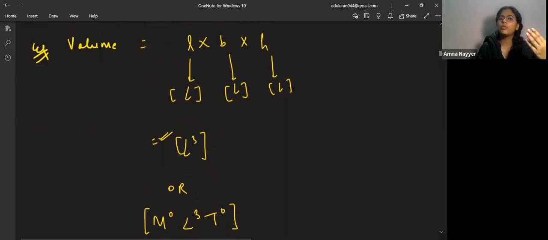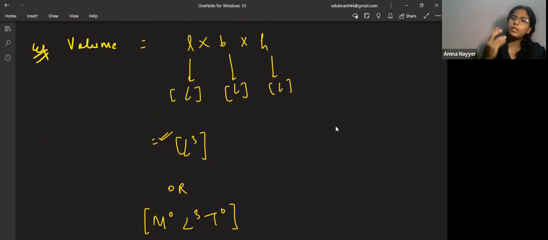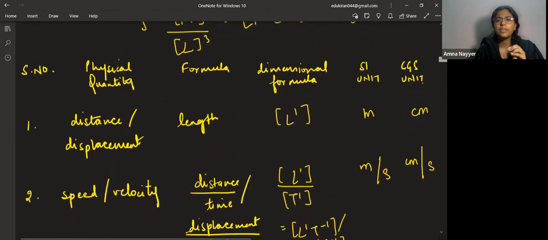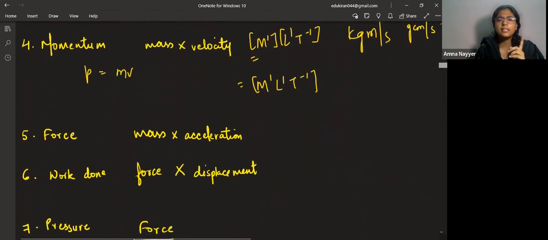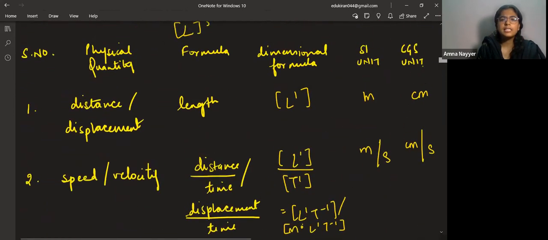Suppose volume, one more quantity gets added. So L, L, L, that becomes L cube, right? So M0 L3 T0. This is how you form the dimensions from whatever formulas are given. Like we were discussing till here, some of the quantities were left.